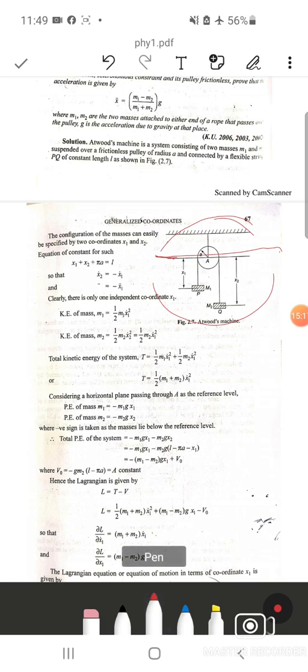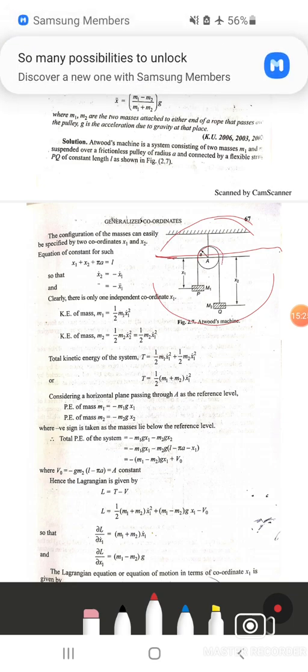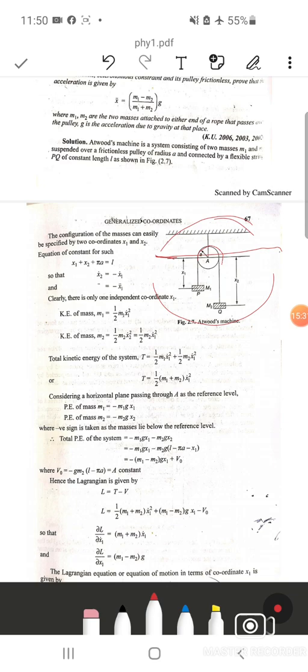as we know, x1 plus x2 plus half the circumference of this frictionless pulley. Circumference is given by 2 pi r, then half will be equal to pi r, and r is here small a. Then x1 plus x2 plus pi a will be equal to L, that is the length of the string.